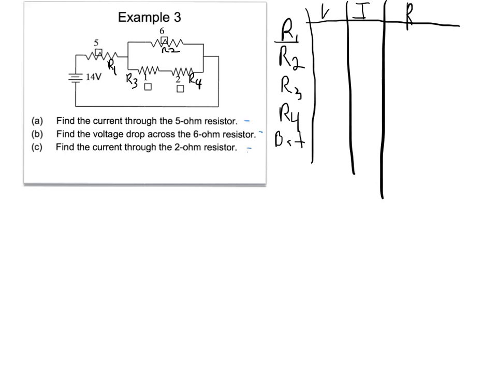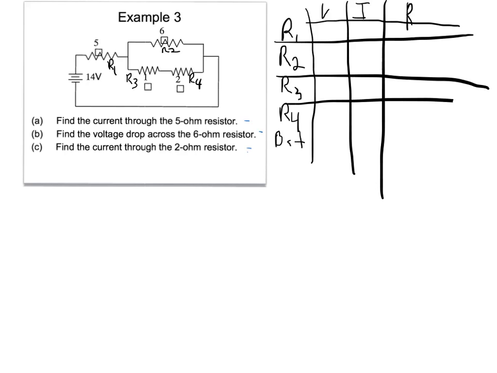Boop, boop, boop. Making my chart. Okay. Well, the battery is a 14-volt battery. R1 is 5 ohms. Notice my ohms got messed up again. R2 is 6 ohms. R3 is 1 ohm. R4 is 2 ohms. Now, I can't just figure out the equivalent resistance right there. That's a little bit more difficult.